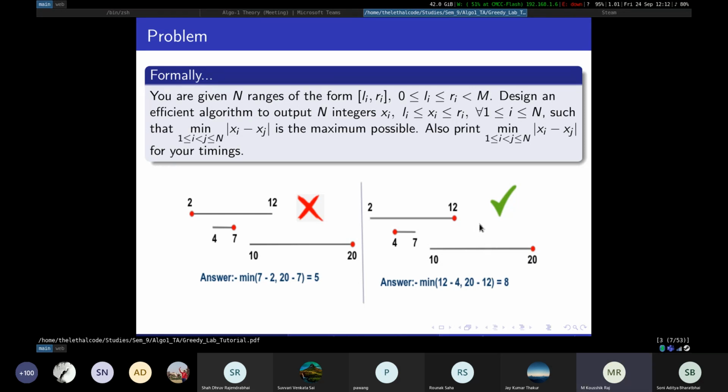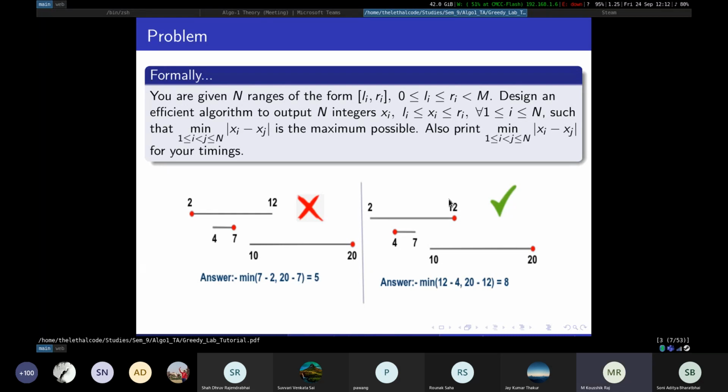So I hope the question is clear till now. Are there any questions? So here, 2 to 12 represents he leaves at 2 and comes at 12? No. 2 to 12 says that he is free at that time, and he can come at any point between 2 and 12 if the shopkeeper gives him that timing. But he cannot come and get the order at any point other than between 2 and 12.